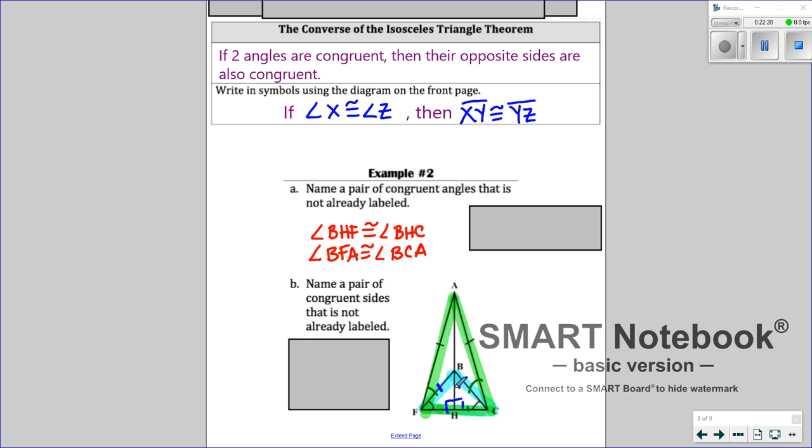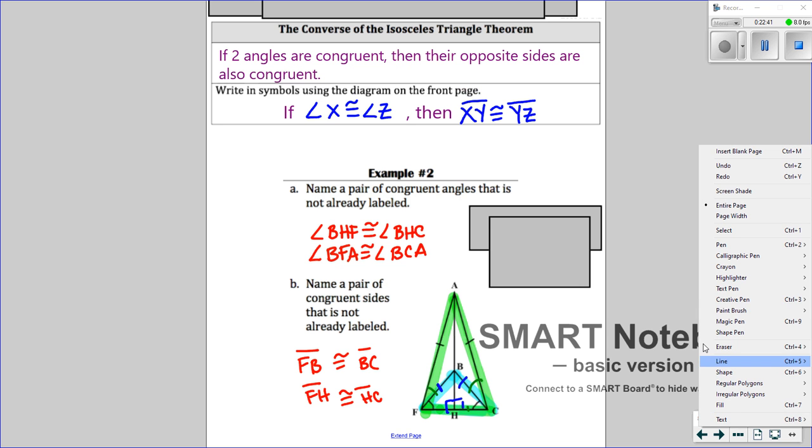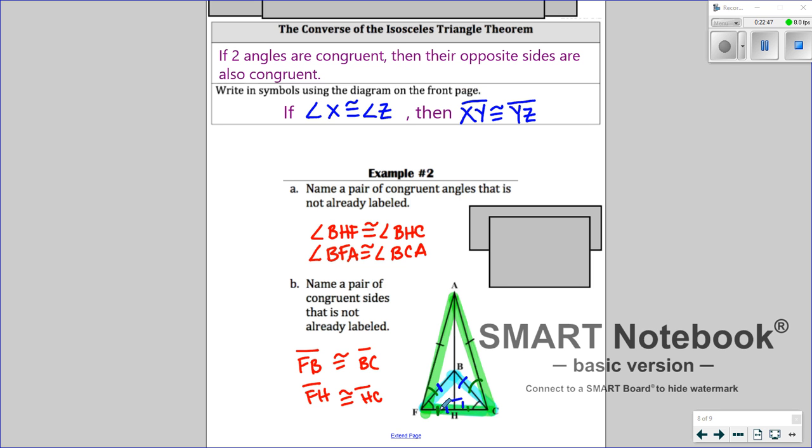And we also have, let's see if there's anything else that we're missing. Should I unveil that and see what I have? Yeah, so we have FH and AH. Oh my God, FH is congruent to HC. So that will be the green one. So the bottom part, this is congruent to this part.